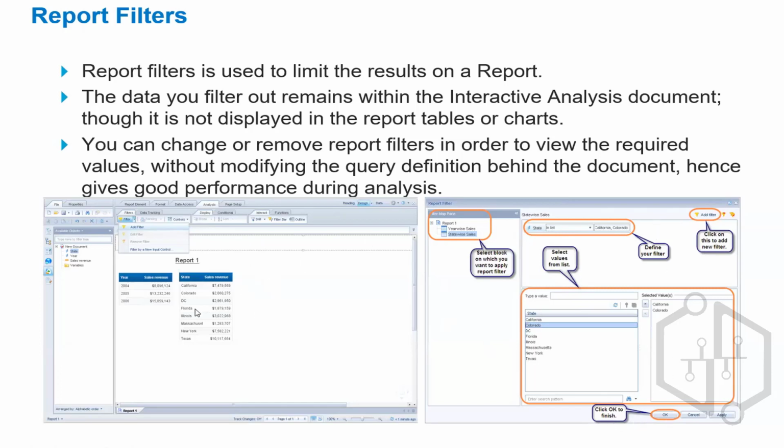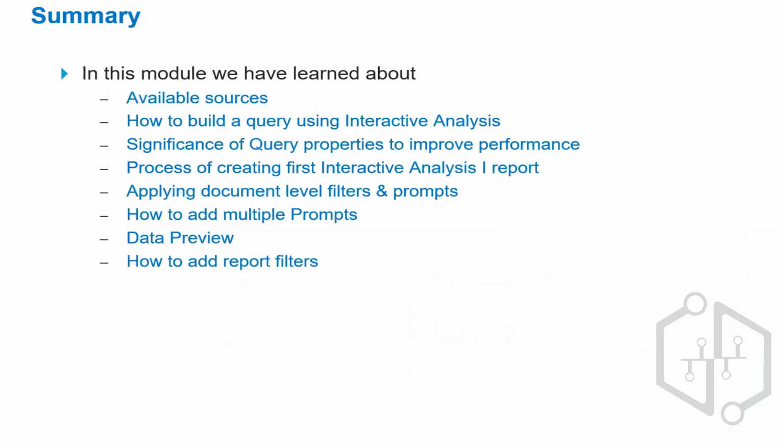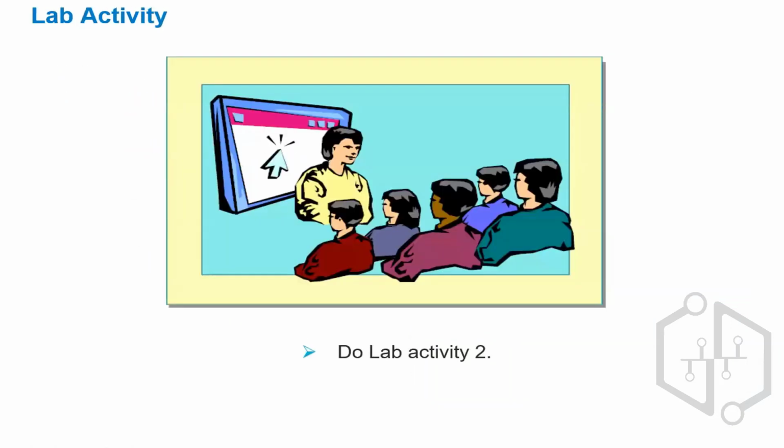Then the state wise filter, here only California and Colorado are selected for this block. So once we click on OK, we will see the data for only California and Colorado, like the first two rows of data. All others will not be shown. So that is the purpose of the report filter. So today we have covered report filter and query filters.